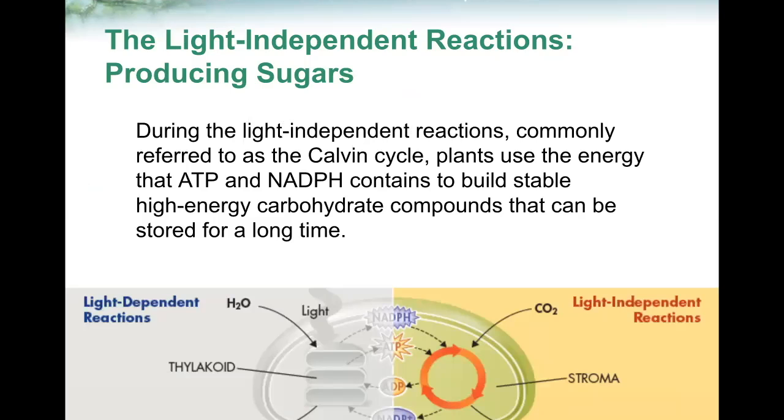During the light-independent reactions, commonly referred to as the Calvin cycle, plants use the energy that ATP and NADPH contain to build stable, high-energy carbohydrate compounds that can be stored for a long time.